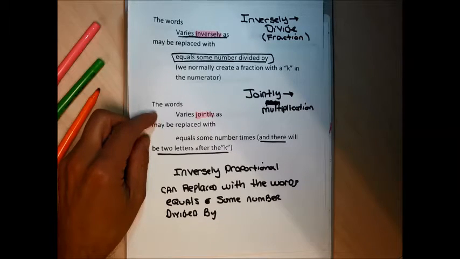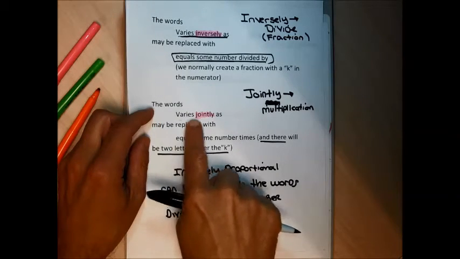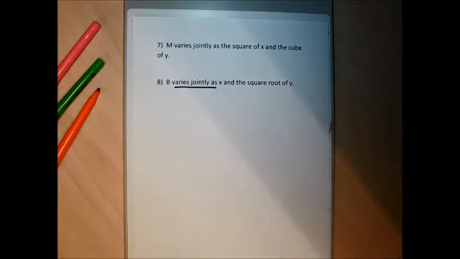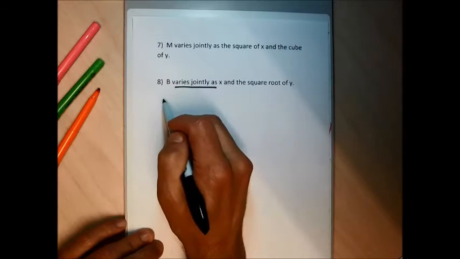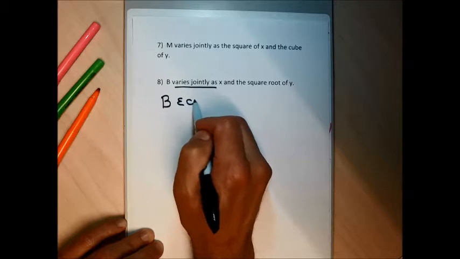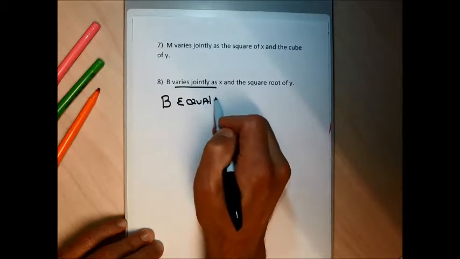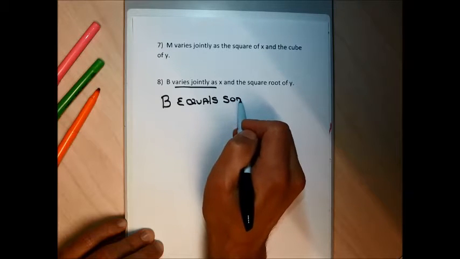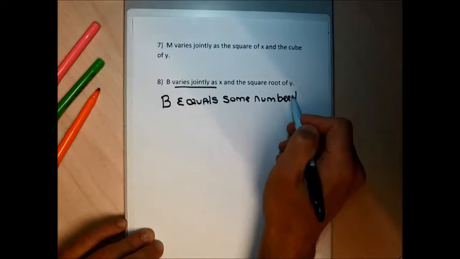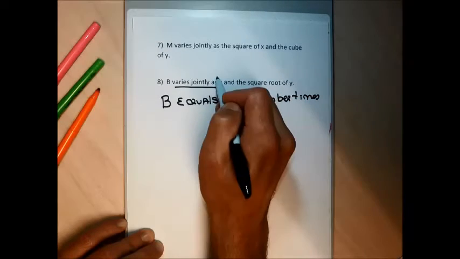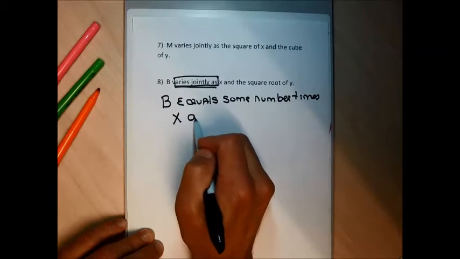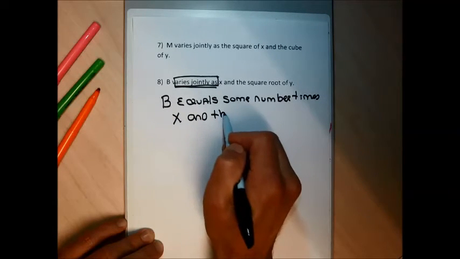When I go to rewrite this problem, I'm going to replace the words varies jointly as with equals some number times, and then I'm going to write my equation. So for number 8, I can think of this as b equals some number times x and the square root of y.